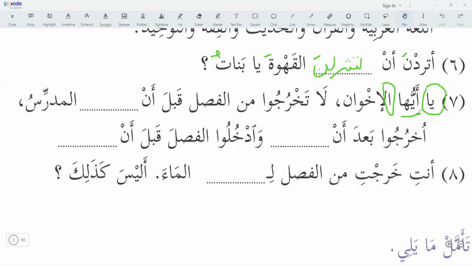Anti kharajti min al fasli. You left from the class, li tashrab al ma'a, to drink water. Alaysa kazalika, is it not like that? Okay. Wait a minute. Ya khuruja. Ba'da an yakhruja. And qabla an yadkhula.